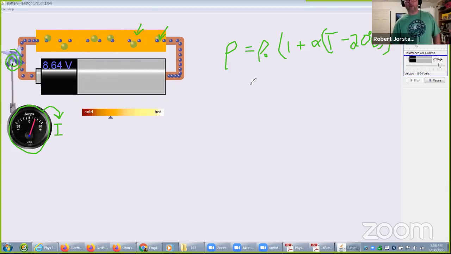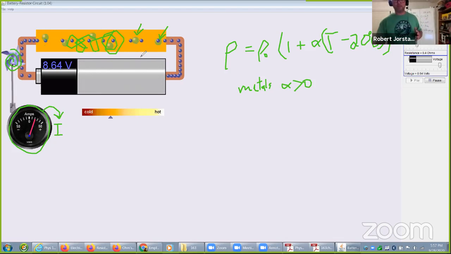And we see that for metals, most wires are made out of metal, alpha is greater than 0 because as you heat it up, these green spheres have more kinetic energy to impede the motion of the electrons as they try to transit. Now, if you did this with a semiconductor, it's a little bit different. In fact, it's the opposite. With semiconductors, as you cool them, they conduct electricity in a different manner, and we don't want to focus on that right now. So let's go ahead and crank this all the way up, because why not?